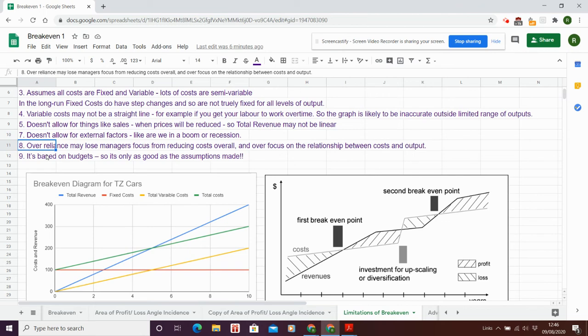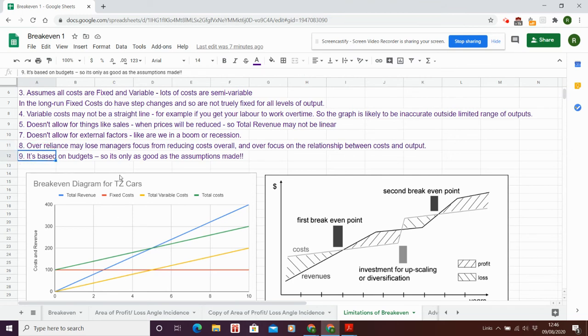An over-reliance may lead managers to stop focusing on reducing costs and just to assume that costs are always related to the level of output. And in reality, things like fixed costs can be controlled by a business. So, for example, you can look around and maybe buy the same machine for less, and that would reduce the fixed cost per year of depreciation. So managers should still be looking to try and reduce all costs of a business.